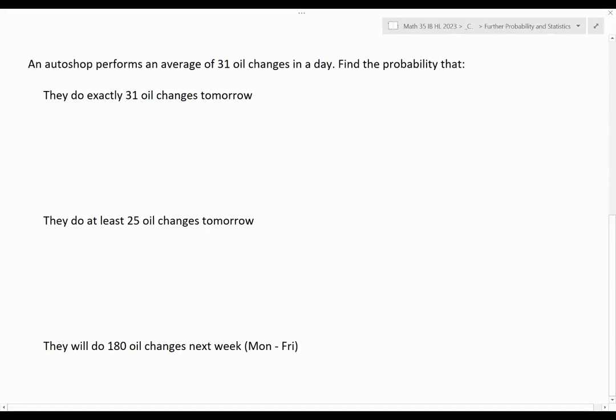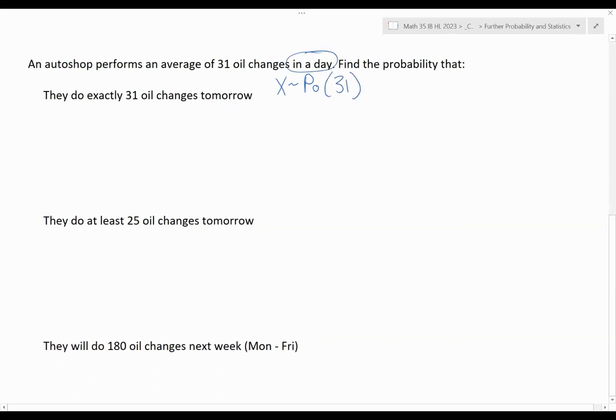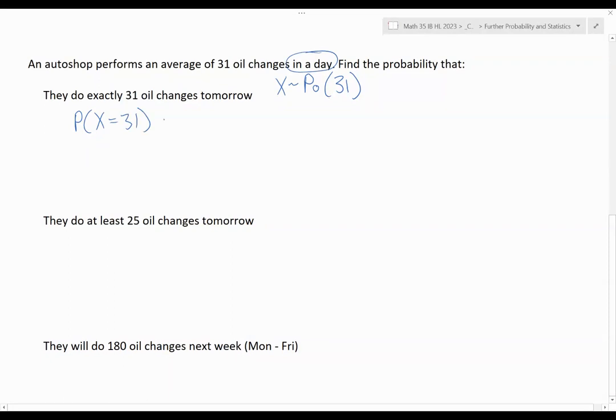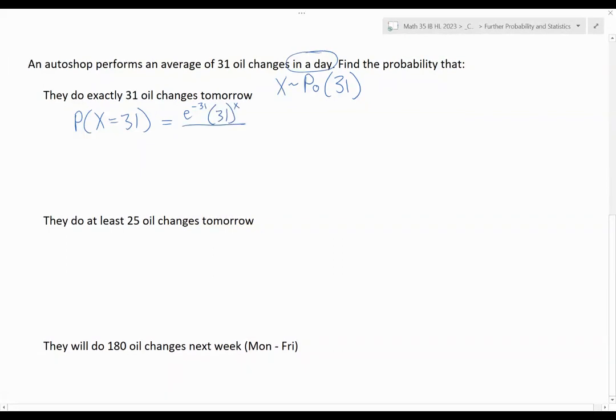So let's take, for example, an auto shop that performs an average of 31 oil changes in a day. So in other words, we have a Poisson distribution. So X is distributed according to Poisson with a mean of 31 in a day. If we change the time interval, that will change the mean. And we want to find the probability that they do exactly 31 oil changes tomorrow. So the probability that X equals 31, according to that formula, is going to be e to the power of negative 31 times 31 to the power of x over, x being 31, mean to the power of that, over 31 factorial.